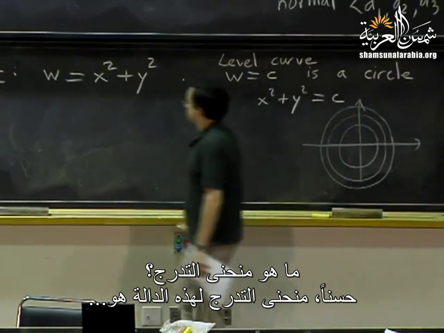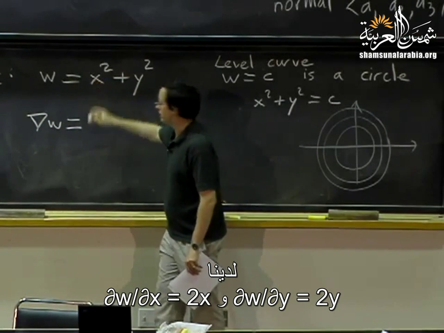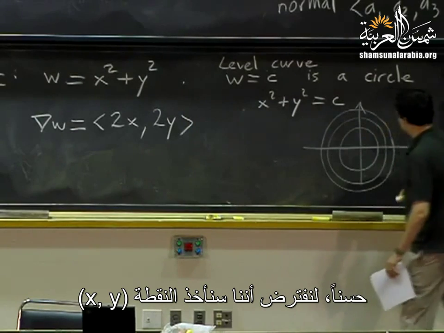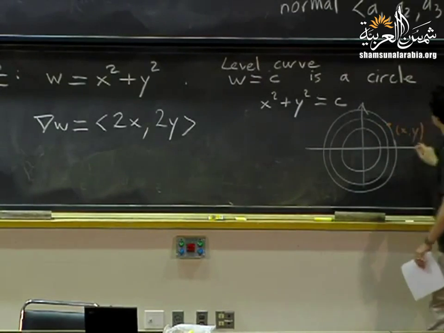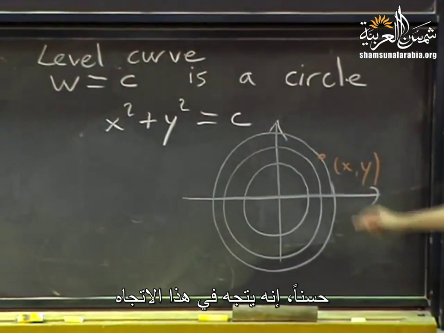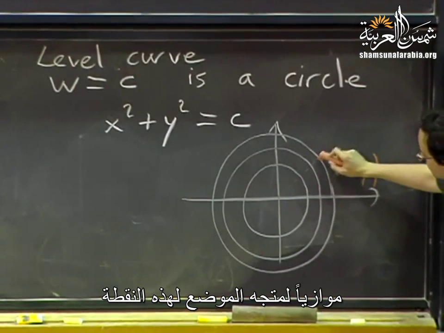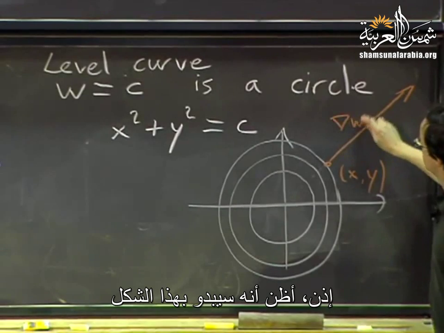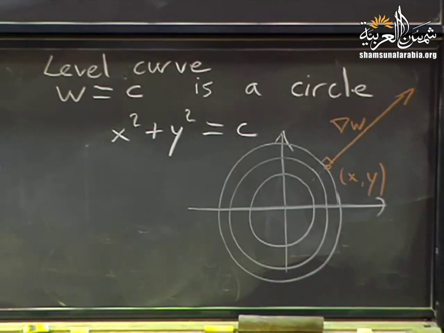Now, what's the gradient vector? Well, the gradient of this function, so partial w partial x is 2x, and partial w partial y is 2y. So let's say I take a point x comma y, and I try to draw my gradient vector. So here at x, y, I have to draw the vector 2x, 2y. What does it look like? Well, it's going in that direction. It's parallel to the position vector for this point, and it's actually twice the position vector. So I guess it goes more or less like this. What's interesting to us is it is perpendicular to this circle. Okay?